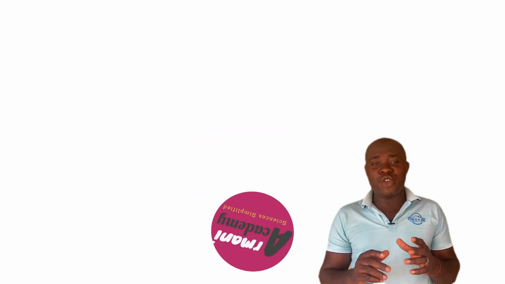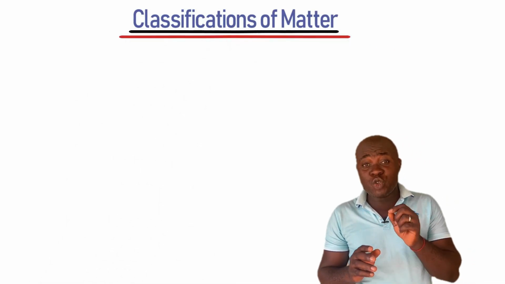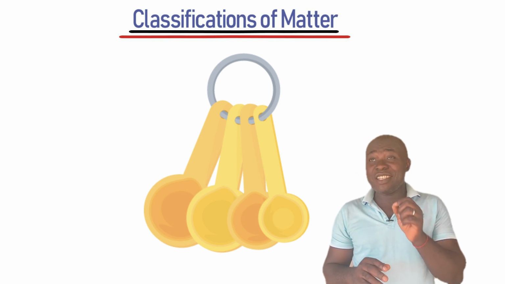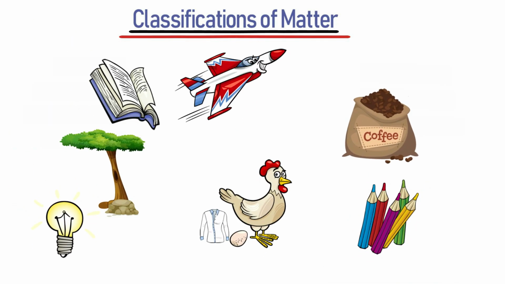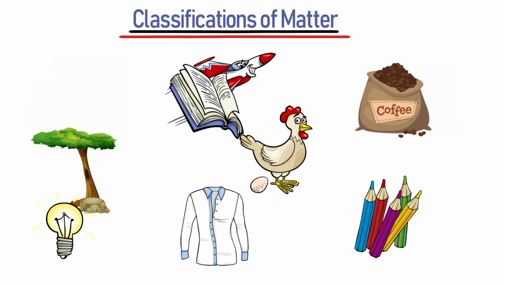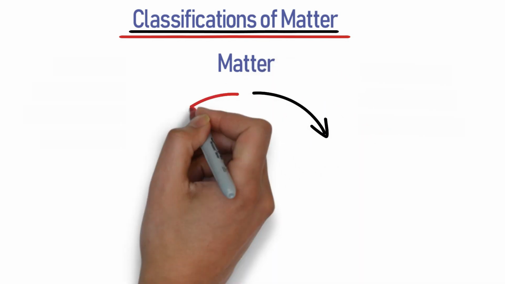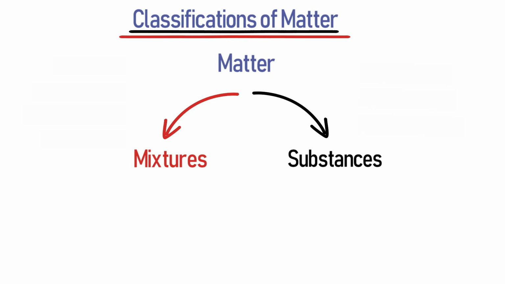In this video, you will learn classifications of matter. Classification simply means grouping things together on the basis of certain common features. And this makes study systematic and easy. You know that everything around us is matter. That is why this grouping is very important. So in chemistry, matter is grouped into two broad categories: mixtures and substances.